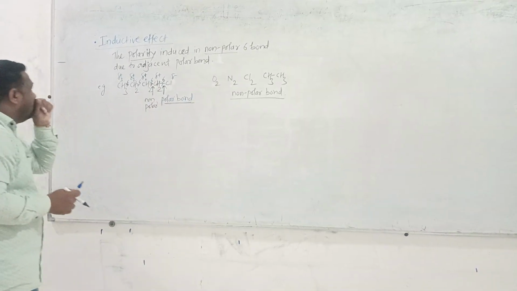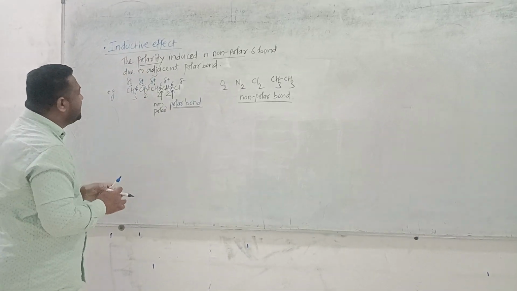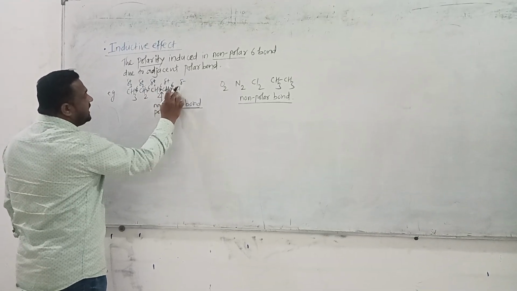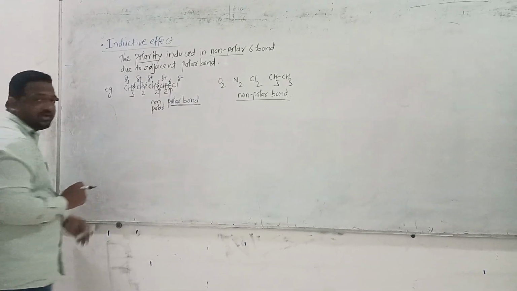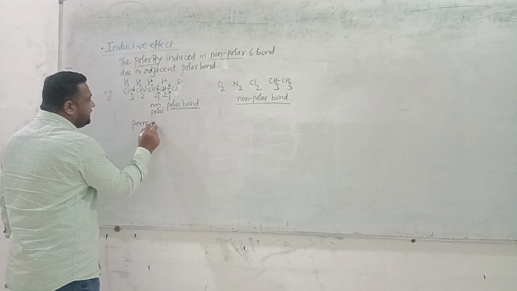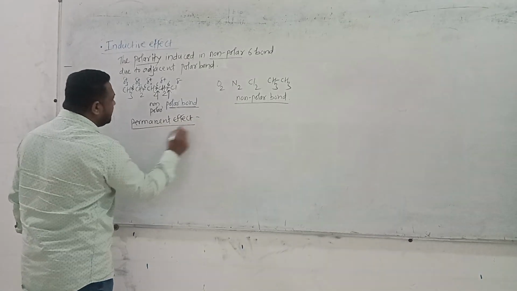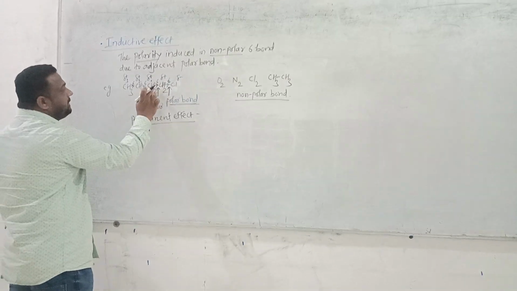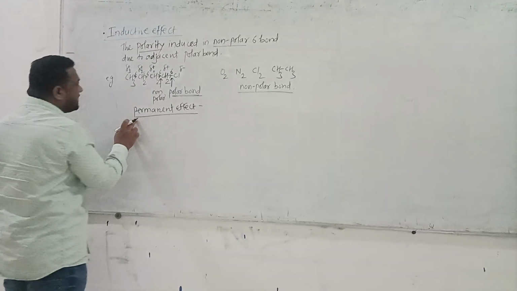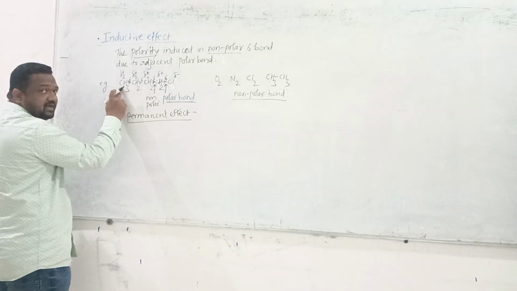Correct? This is called the inductive effect: polarity induced in a non-polar bond due to the presence of an adjacent polar bond. This effect is a permanent effect. Electrons are permanently transferred from carbon to the electronegative chlorine atom. This inductive effect is significant up to 4 carbons.